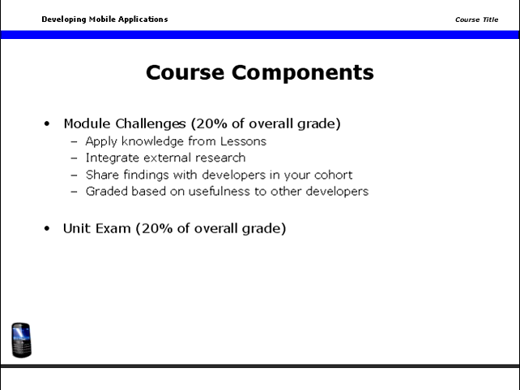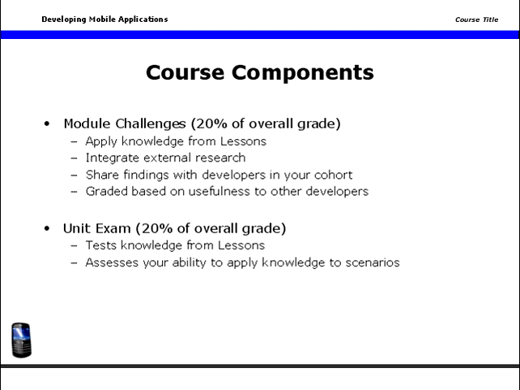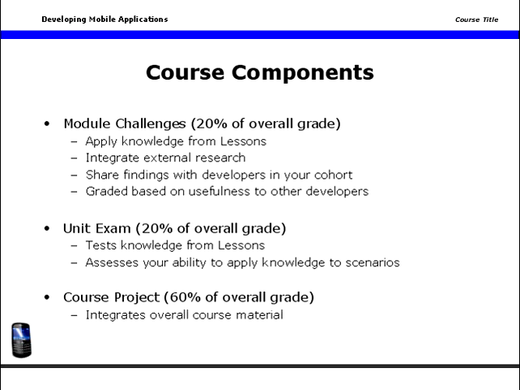Your unit exam will count for 20% of the overall course grade. It may consist of true-false, multiple choice, or short answer questions. You may use resources, that is to say open book, to complete your exam. Your exam will test and reinforce the knowledge you have gained from lesson materials, and it will assess your ability to apply knowledge as you gain it. Finally, your course project will make up 60% of your overall grade. It will integrate the overall course material, and it will provide a roadmap for your capstone project.